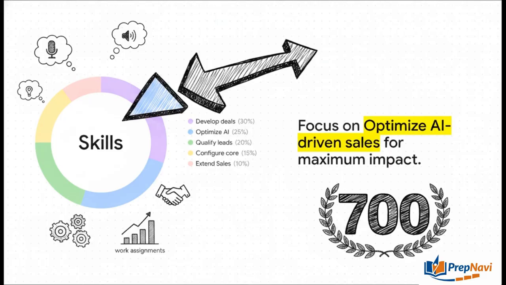Now, when you break down the actual skills measured on the blueprint, one specific area absolutely demands your attention. It's the Optimize AI-driven sales pillar. This single domain makes up a massive 20 to 25% of the entire exam. Think about that. Up to a quarter of your entire potential score relies on your ability to confidently configure the sales accelerator, work assignments, and conversational intelligence. If you want to hit that 700, you have to completely dominate this specific slice of the test.